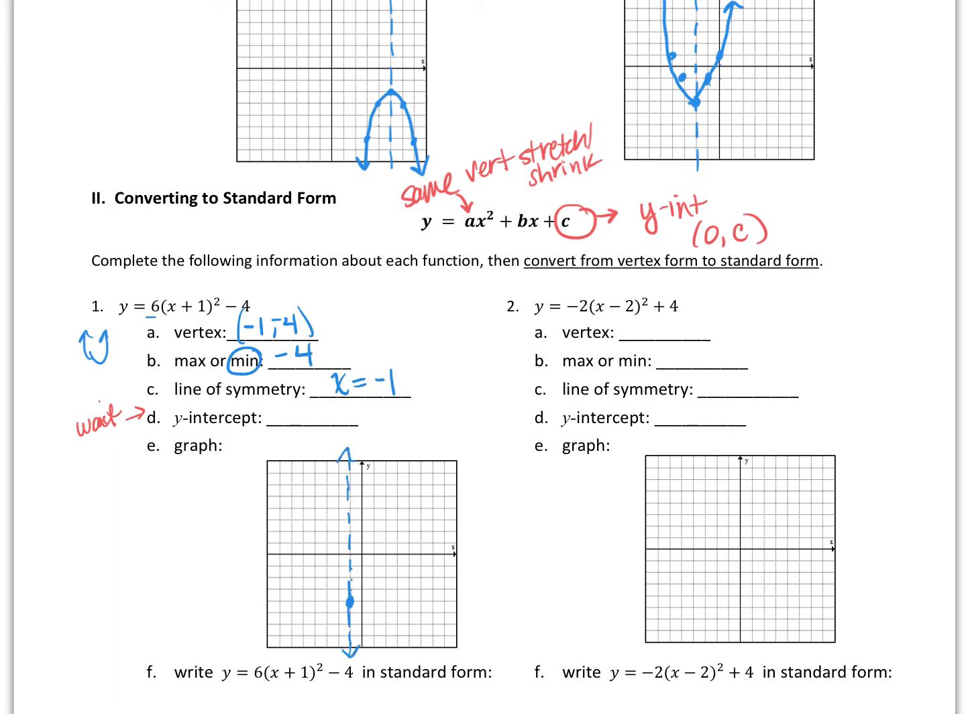And now I'm going to graph it. Now, that vertical stretch of 6 is kind of big, right? So I'm going to go right 1. Instead of going up 1, I'm going to go 1 times 6 is 6. I'm going to go up 6. 1, 2, 3, 4, 5, 6. And right 2, up 4 has now become up 24 because 4 times 6 is 24.